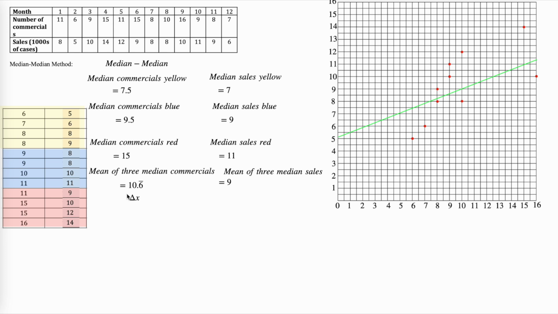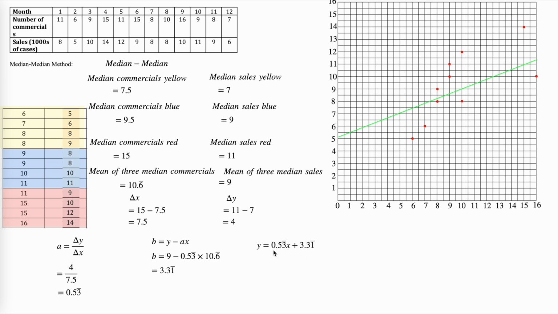To find the slope, I'm going to use the delta x, which is 15 take away 7.5, is 7.5. Then the delta y is 11 take away 7. That gives us 4 divided by 7.5 is 0.53 repeating. That's our slope. B is equal to y minus ax. To get the b value, I'm using this point. The y is 9, and the x is the 10.6 repeating. 9 minus the a, 0.53 repeating, times the x value, the 10.6 repeating, gives us 3.31 repeating, which gives us the equation y is equal to 0.53x plus 3.31 repeating.